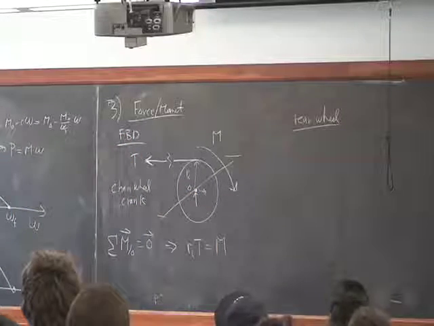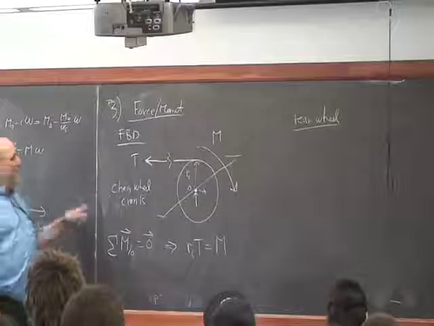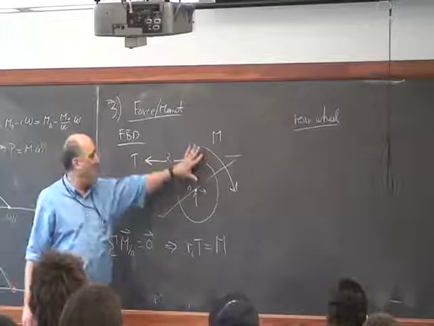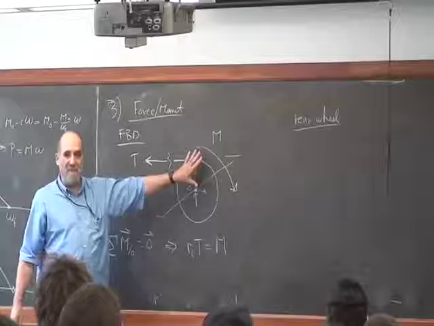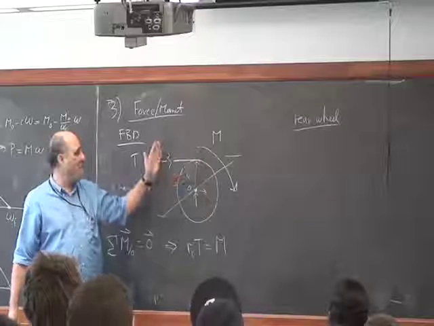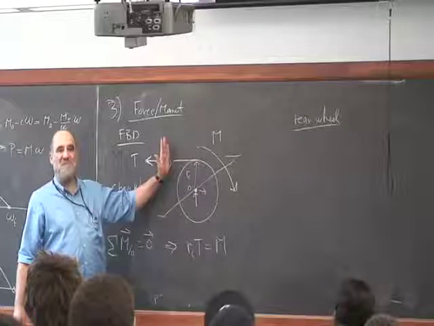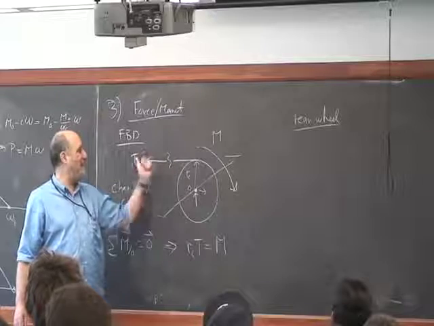Yes? What's that tension arrow? We've taken this part of the bike and we've cut it free from the rest of the universe. And one of the things we had to cut was the chain. We have to fool the chain into thinking it's not been cut, and that's the tension in the chain.